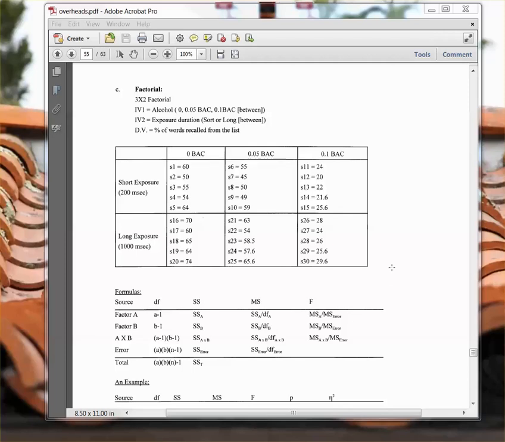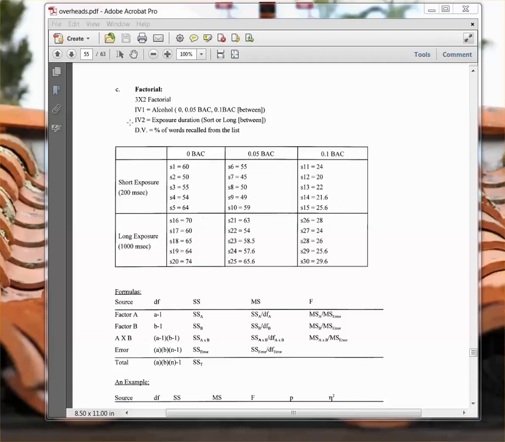Okay, in this video we're going to talk about a factorial analysis of variance. And remember, we have more than one independent variable. So in this case it's a 3 by 2 factorial because one of our IVs is alcohol. Let's suppose that we have a control group that gets no alcohol, a different group that consumes enough alcohol to get up to 0.05 BAC, and another group that consumes enough alcohol to get up to 0.1 BAC. And this is a between subjects manipulation, different groups of subjects.